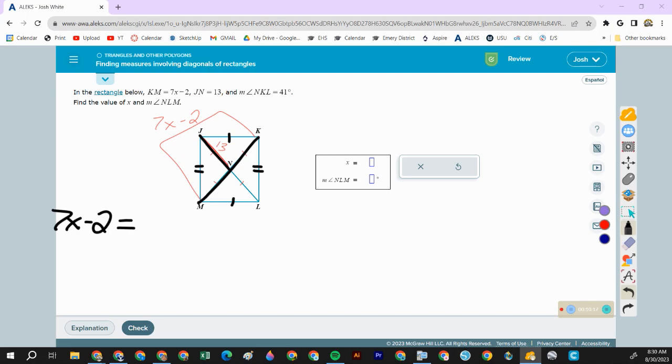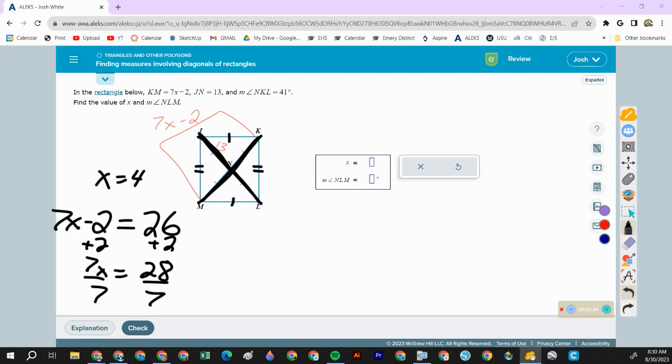13 times 2. So if this length is 13, then this length is also 13, and this diagonal is the same length as that diagonal. So 26. Does that make sense? Then we just solve. 7x equals 28. Divide by 7, and I get x equals 4. All right.